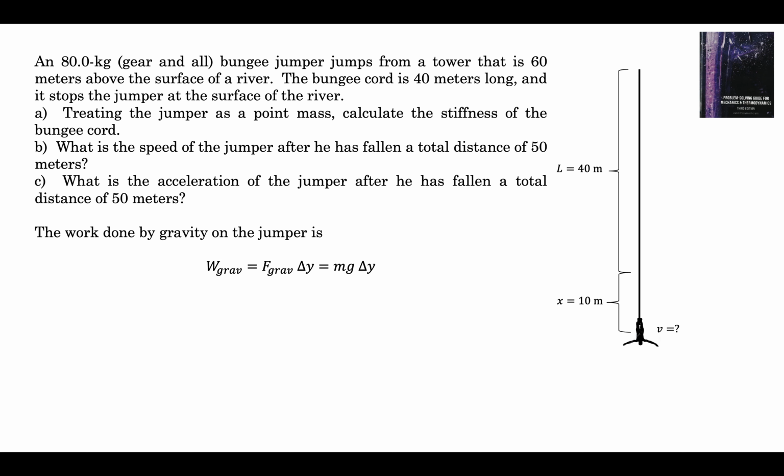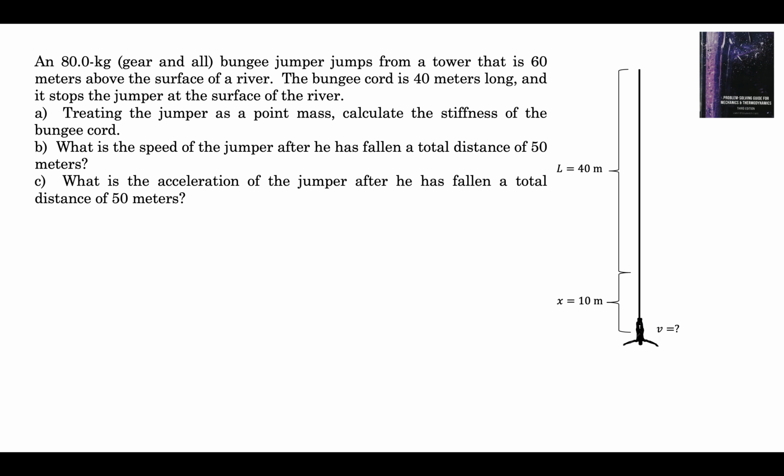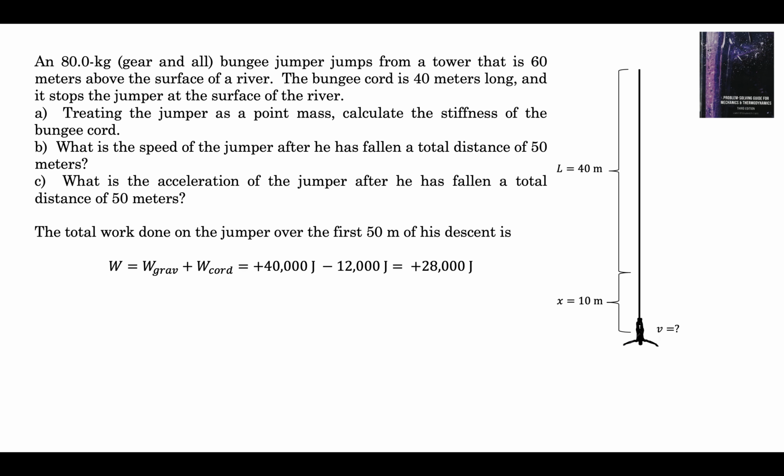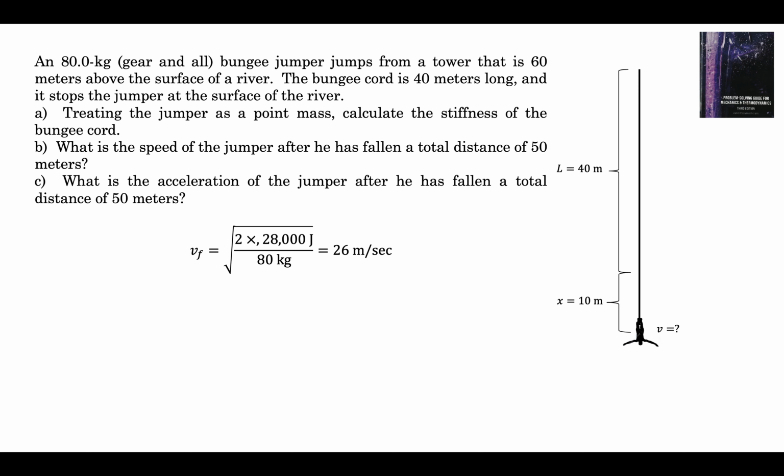The work done by gravity on the jumper is mg delta y, and it's positive. It's 40,000 joules only. The work done on the jumper by the cord, negative 1/2 kx squared, took away 12,000 joules. So gravity made a deposit of 40,000 joules into the kinetic energy of the guy. The cord made a withdrawal of 12,000 joules. The net is plus 28,000 joules, and that is the change in kinetic energy. He started at rest, so it's just 1/2 mv final squared. The initial is 0. So we can solve for his speed, and we get 26 meters per second, which is close to 60 miles an hour.